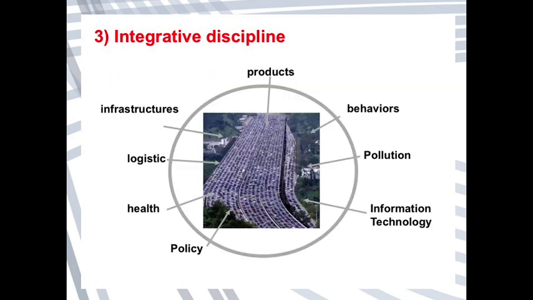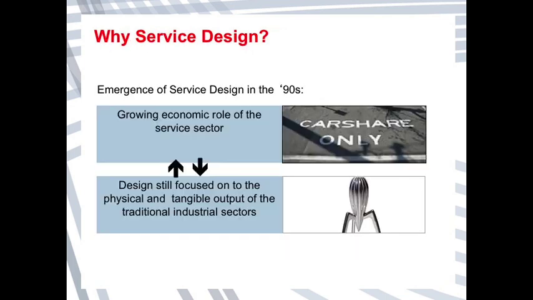So in a design process, you can bring in issues and knowledge from product design, infrastructures, logistics, health, policy, behavior change, issues around pollution or information technology. The ability to create a space for collaboration and convergence of this knowledge is fundamental when we design for complex challenges and within complex systems.